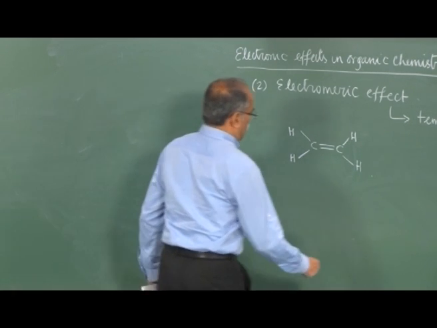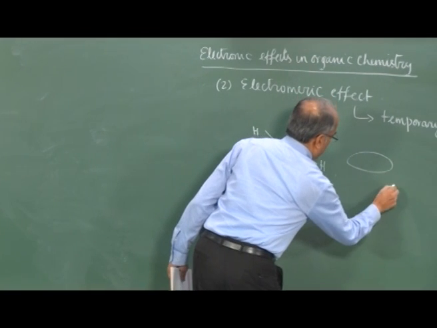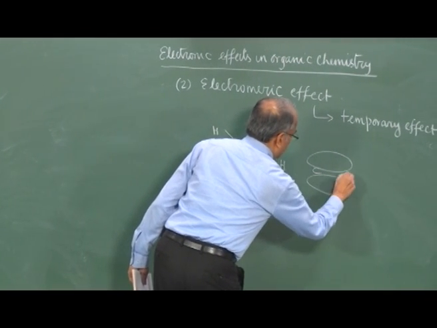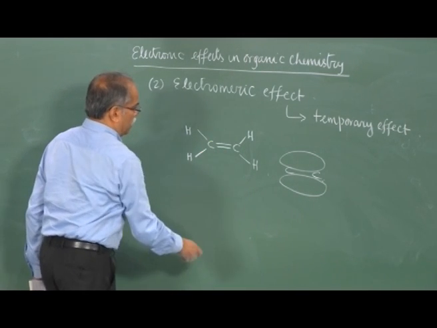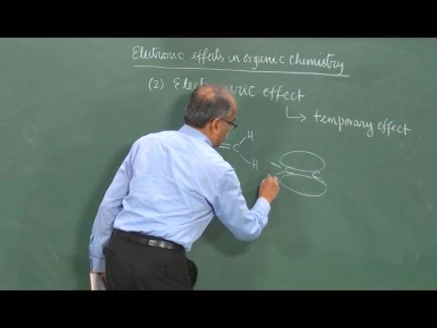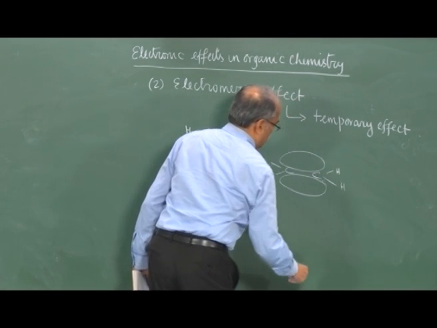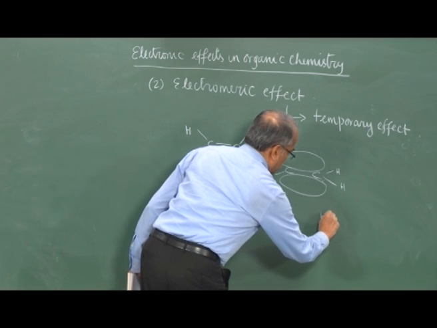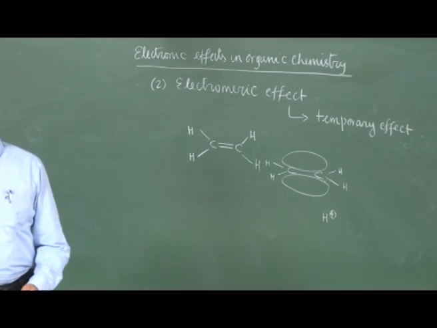Let us say, for example, the electron density map, if you were to draw it for the ethylene molecule, this would be the electron density. There will be a pi cloud above and below the plane containing the 4 hydrogens and the 2 carbons. Suppose a proton is approaching this molecule. In other words, ethylene is put in an acid, which is sulfuric acid, let us say.